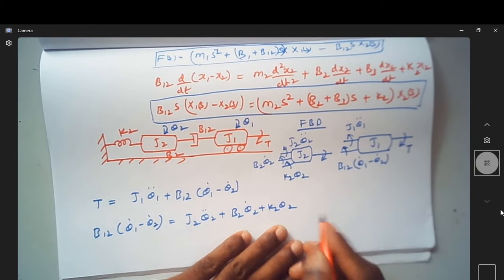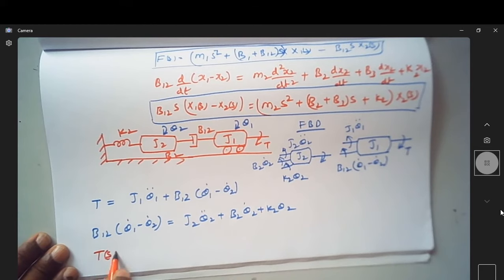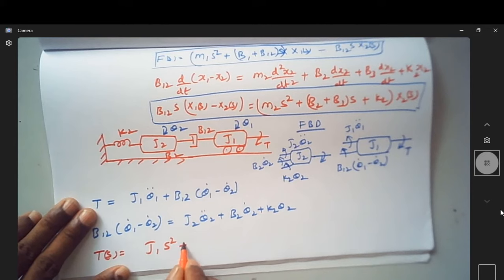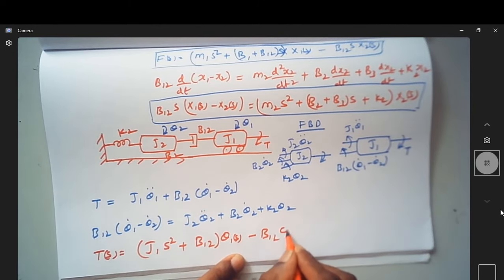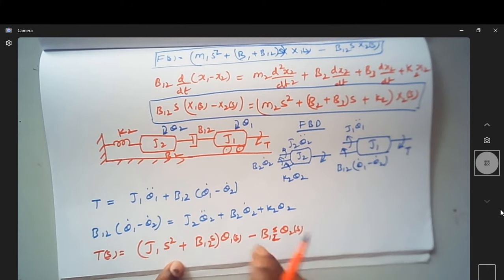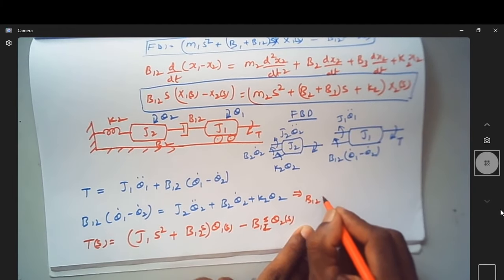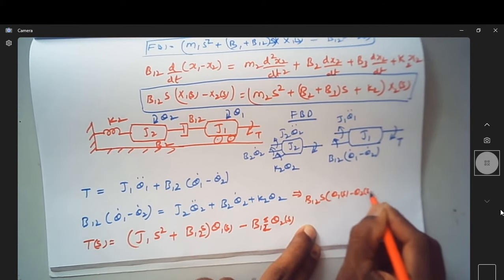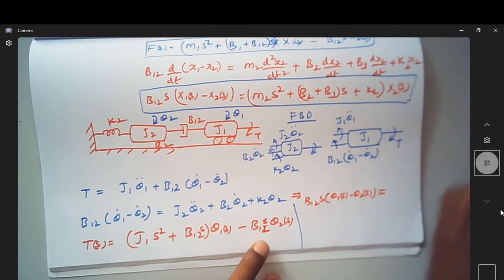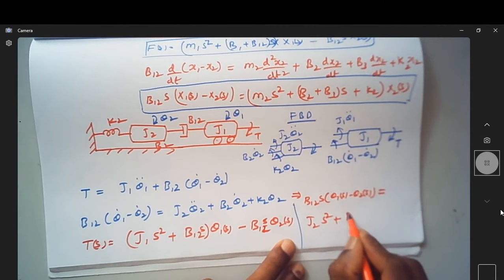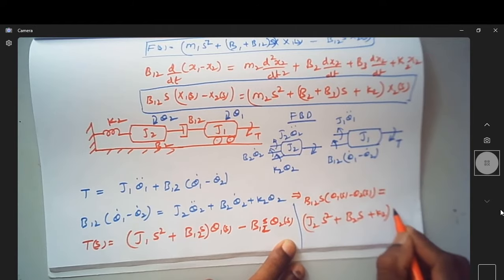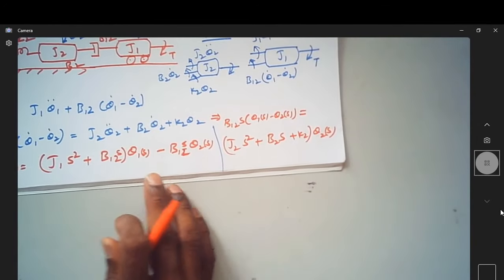And its Laplace you can easily write. For the first one, you can write T of S equals J1 S square plus B12 S of theta 1 of S minus B12 S theta 2 of S. I write S here because the Laplace of a derivative brings S. And for the second one you have B12 S into theta 1 of S minus theta 2 of S equal to J2 S square plus B2 S plus K2, multiplied by theta 2 of S.